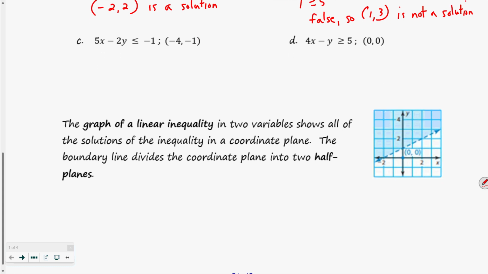The other thing we're going to look at is what the graph of an inequality is going to look like. The graph of an inequality in two variables shows all the solutions of the inequality on the coordinate plane. The boundary line divides the coordinate plane into two half planes. You can see here this boundary line, in this case, is a dotted line. That's the boundary line, and this half plane right here that's shaded, all of the ordered pairs in that part of the coordinate plane are solutions. Everything on the other side are not solutions.